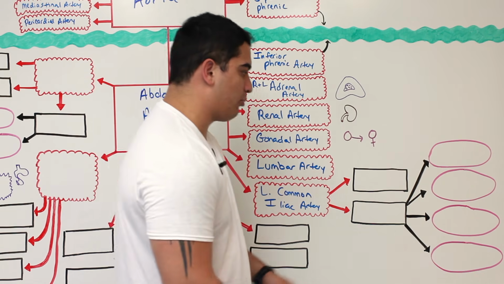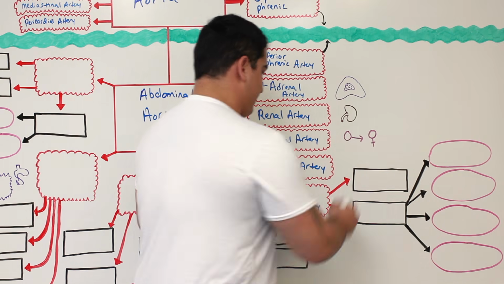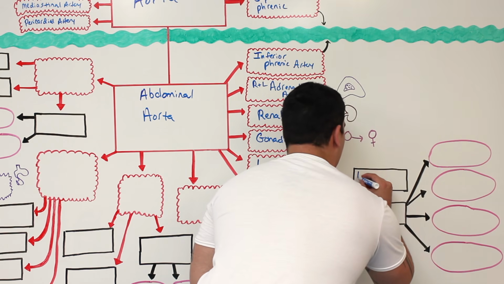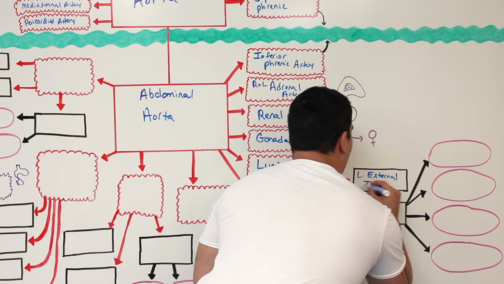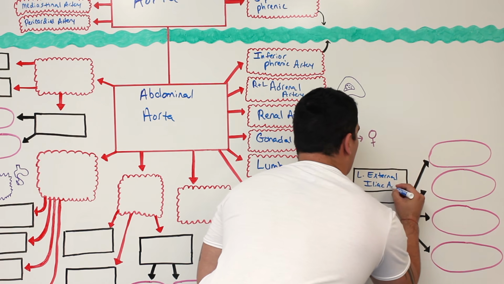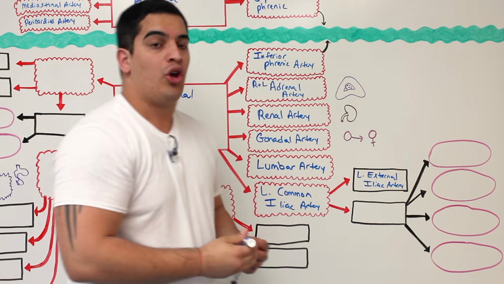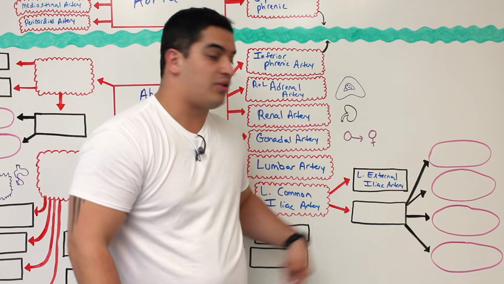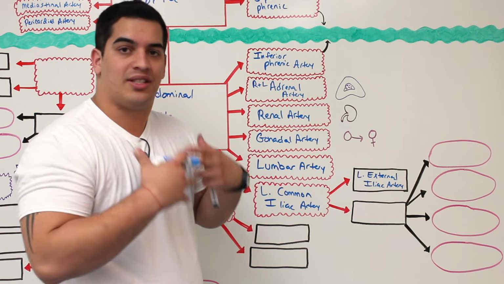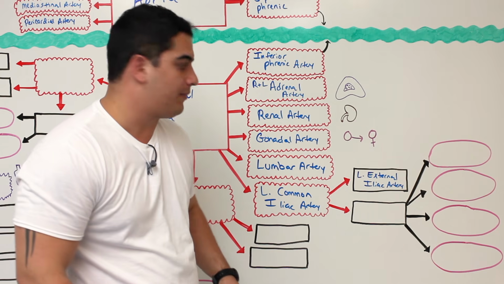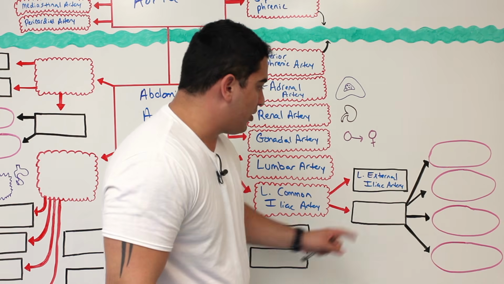If it goes to the external branch, we'll cover that one in another video. So I'm going to write down here specifically the left external iliac artery. But we're not going to talk about its branches in this video. We will in another video when we talk about blood flow to the actual lower limbs. Okay? Specifically, we're going to try to focus on the thoracic region, the abdominal region, and some of the pelvic region.